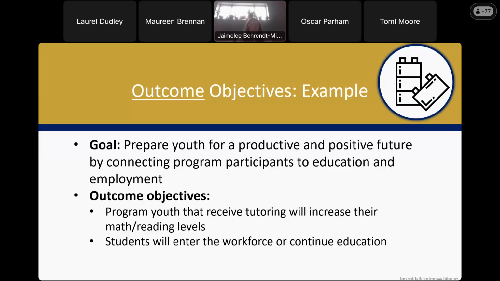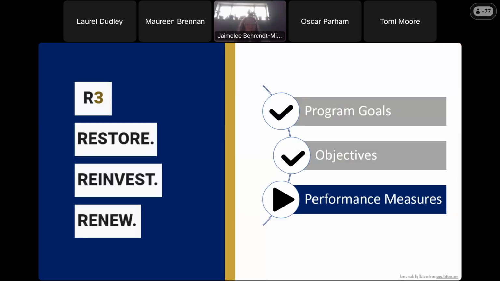Again, following that SMART model, it's specific, we're clearly stating what we want to have done. It's measurable, right? We can look at math and reading levels of students coming in, then at math and reading levels of students coming out. We can also count the number of students who entered the workforce or continued their education. Achievable given the framework of your program, all of these things flow and make sense. Relevant, again, we want them all to flow and make sense and be something you're able to do. And then time bound within the specific grant cycle.